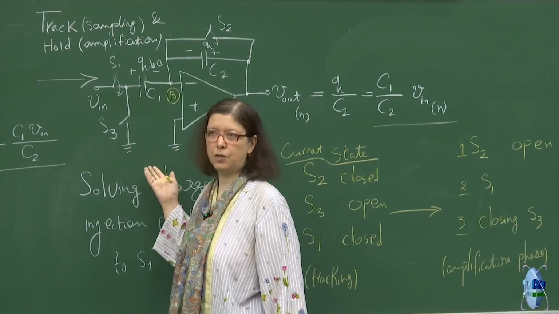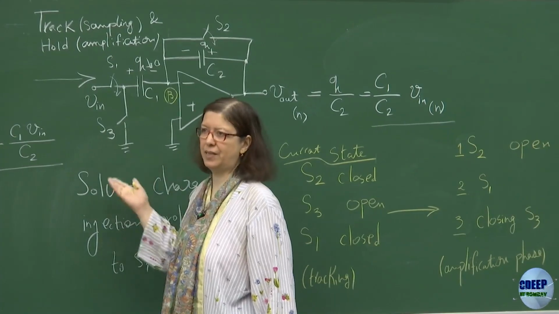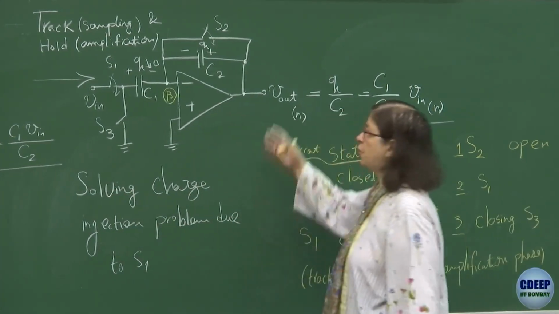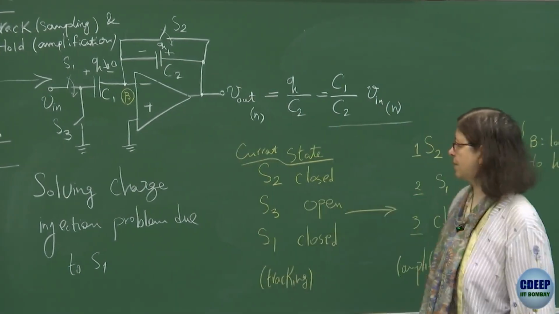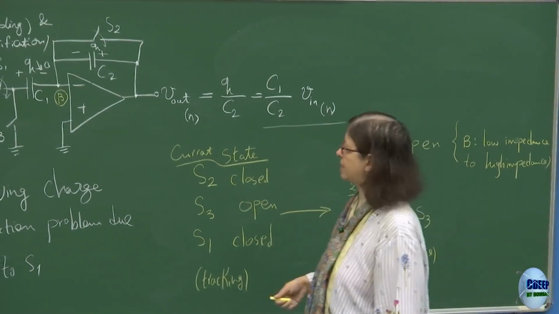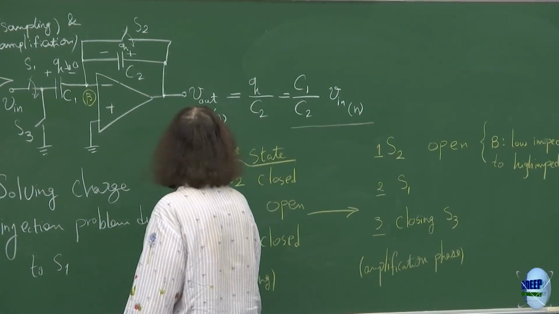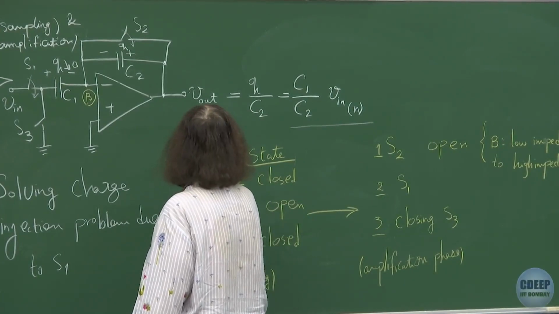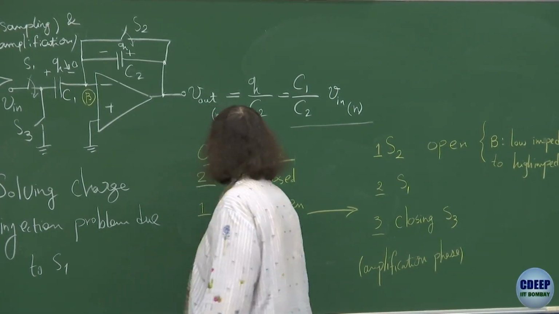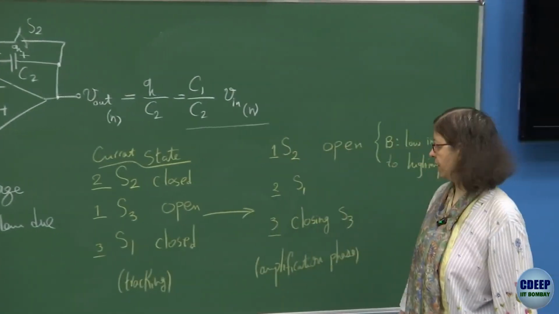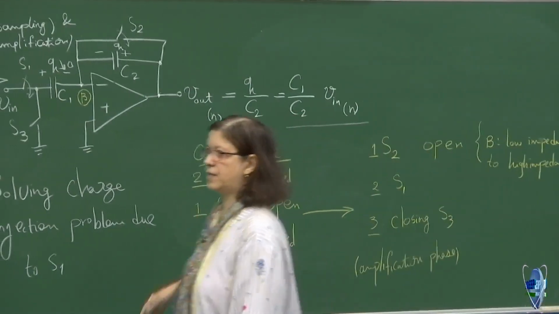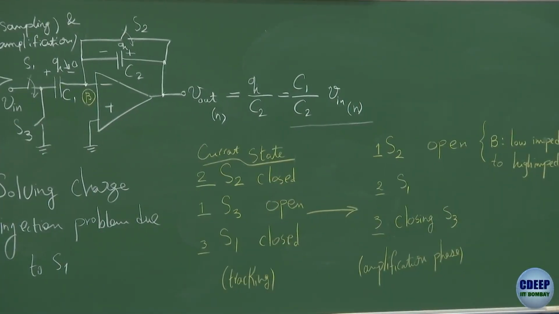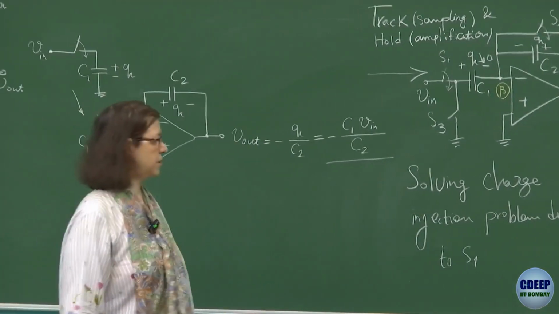Therefore, naturally, when you want to go to the tracking phase again, first you will open S3. You close S2 and then you close S3. Yeah, that's it. So effectively, if you go with this sequence, S3 becomes open, S2 is closed, and then you close S1. So that is the order for the two states when we move from one state to another. So this is a discrete time amplifier now, and it doesn't have the charge injection problem.